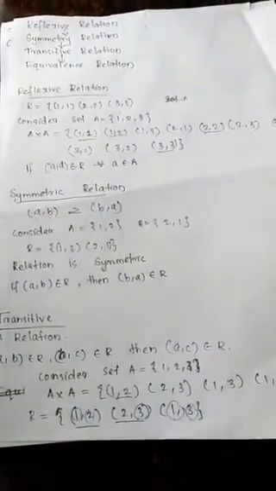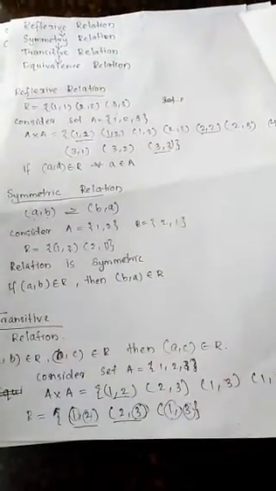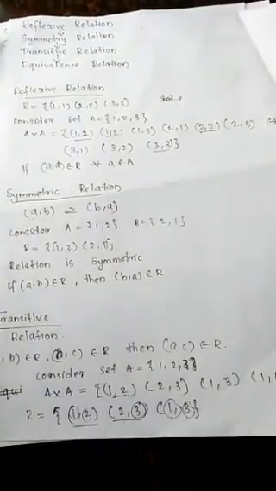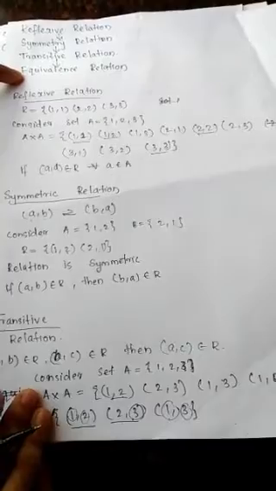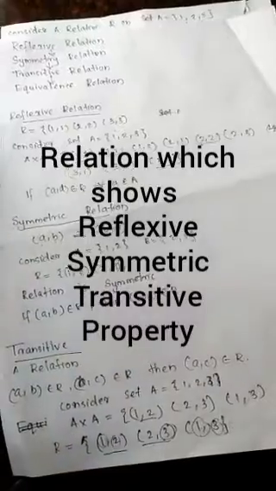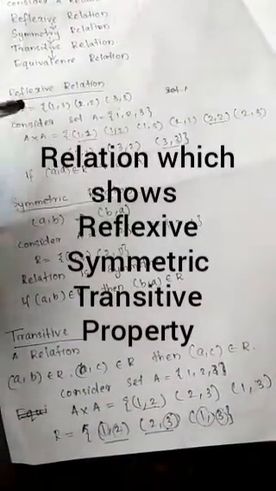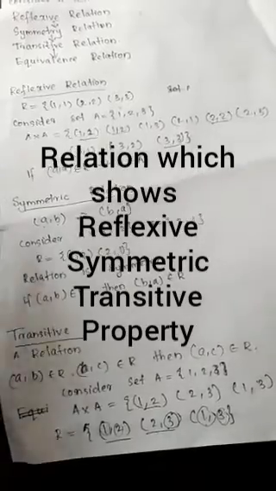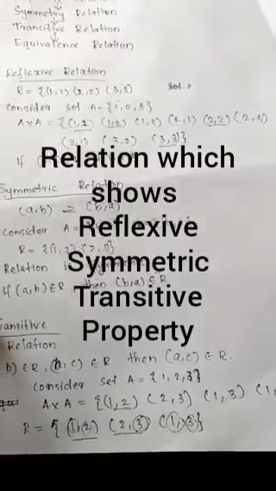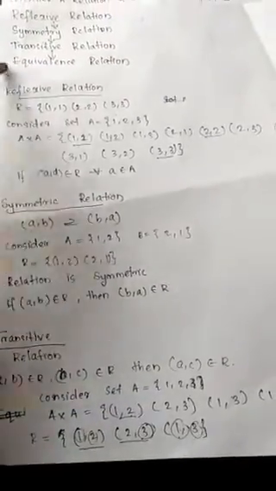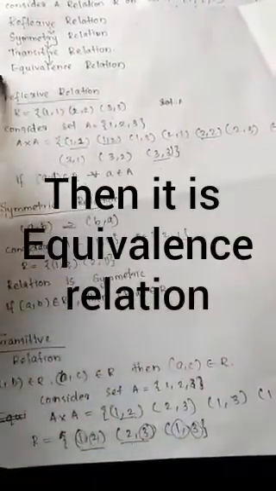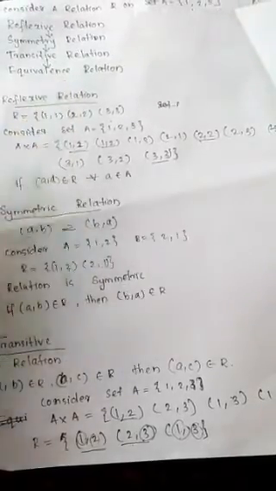These are the three important relations: reflexive relation, symmetric relation and transitive relation. Let's recall what an equivalence relation is. A relation is said to be an equivalence relation when it shows these three properties: the reflexive property, that means a property of identity elements; the symmetric relation, a property which shows the inverse property; and then the transitive relation. If all three are satisfied, then we call that relation an equivalence relation.